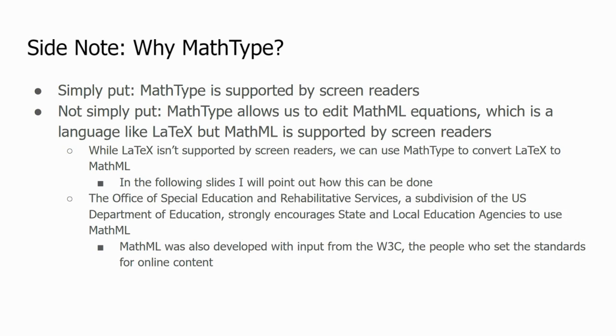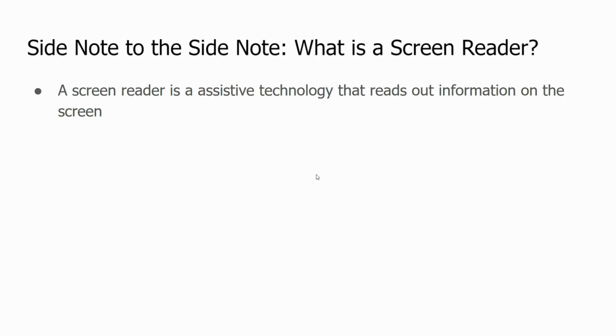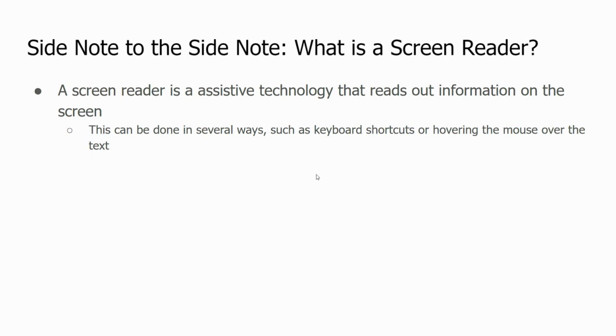Now, this presentation is more focused on Microsoft Word, but a lot of this still applies to online content. Now, side note to a side note, if you do not know what a screen reader is, it's an assistive technology that reads out information on the screen. And this can be done several ways, such as keyboard shortcuts or hovering the mouse over the text. When I was doing my project, I mostly just used the mouse because that made the most sense to me, but there may be situations where the students do not know or cannot use the mouse. And these keyboard shortcuts are very important.